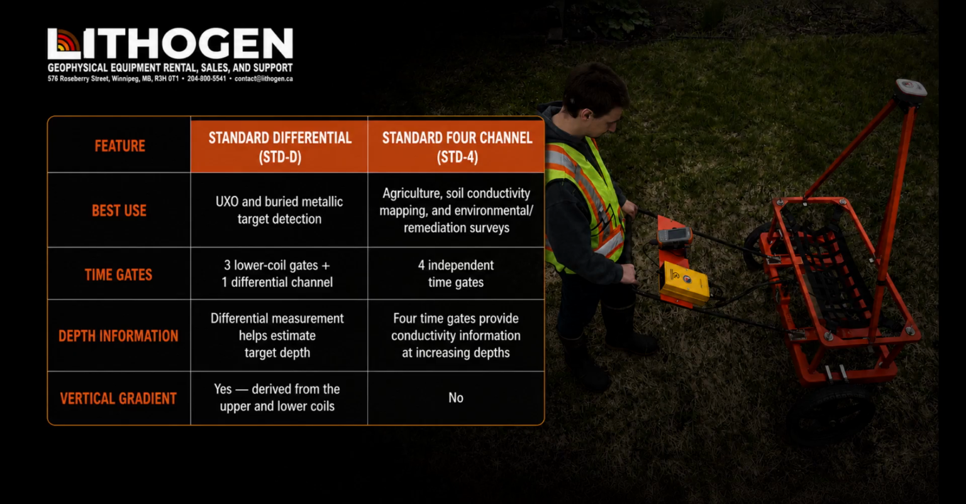The differential mode will still give you 3 time gates on the lower coil, but you sacrifice the 4th one to get what is effectively a vertical gradient measurement at the 3rd time gate instead.